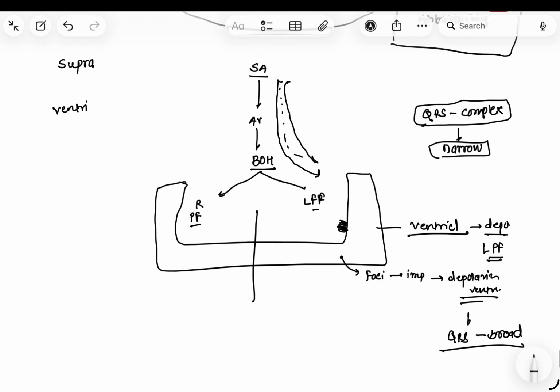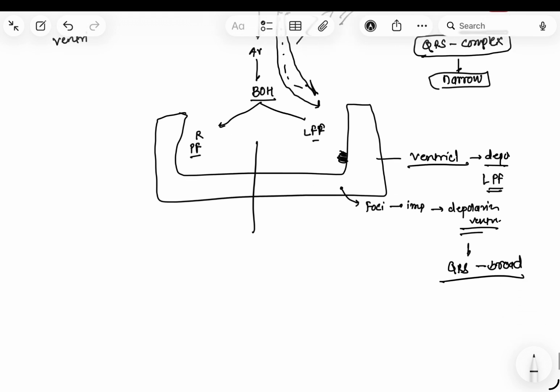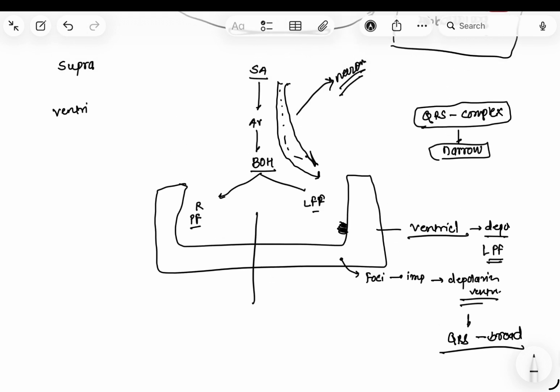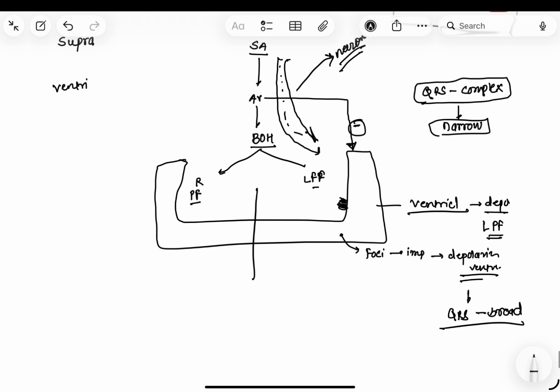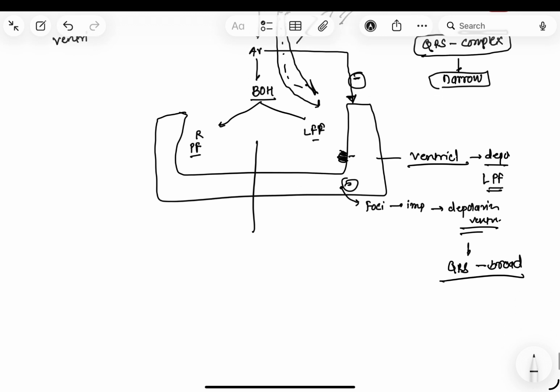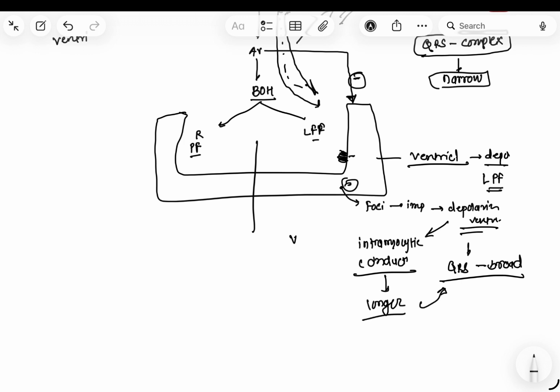See, this transmission is neuronal transmission, right? But whenever there is a foci or any pathway that creates an extra pathway that directly connects to the ventricles, in these conditions the ventricular depolarization starts with intramyocytic conduction. Whenever there is intramyocytic conduction, it will take a longer time. So our QRS complex is broad.